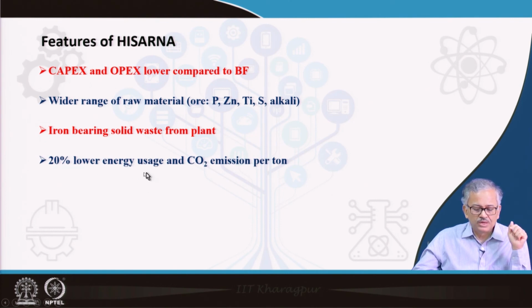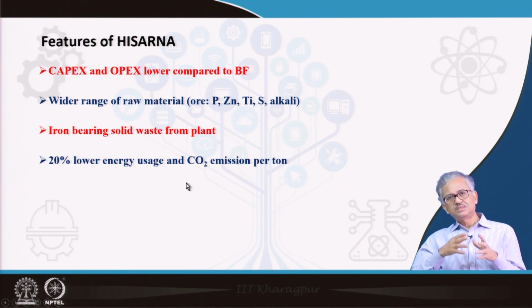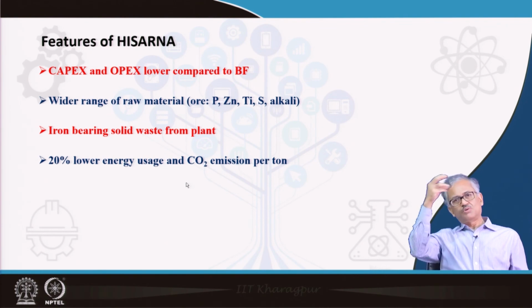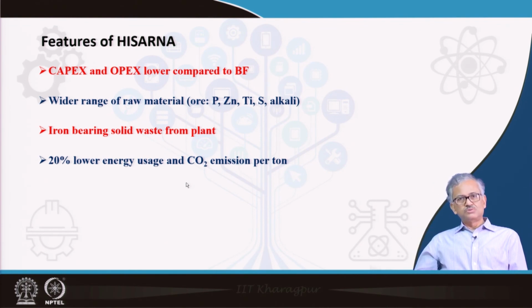and 20% lower energy usage and CO2 emission per ton. And one thing is that in the Hisarna process, the major thing is that from the off gas, the CO2 is sequestered. So, the CO2 sequestration is in place, and that is the CCS technology by which you can convert it and store.